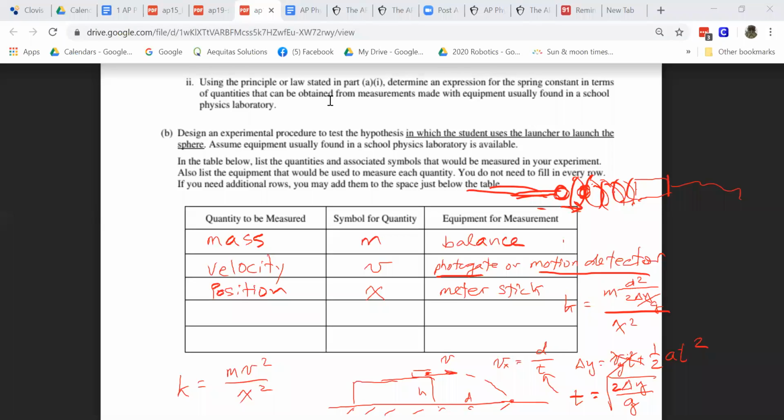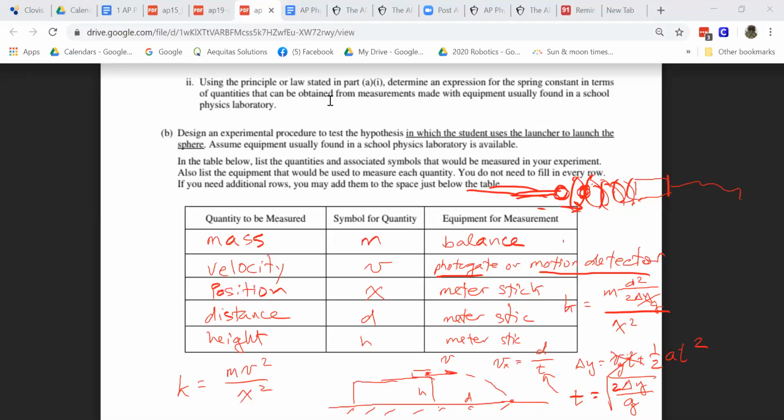So then I would have to put the distance, we'll call it d, measured with a meter stick. And then we would have h, which is the height. And it would be good if you drew a diagram to identify where these variables are, the way I've done. And we would use a meter stick.